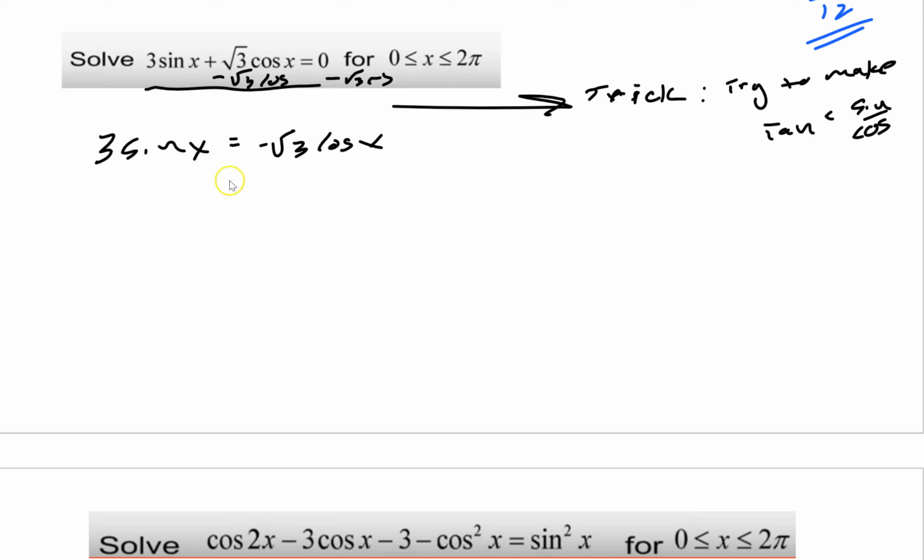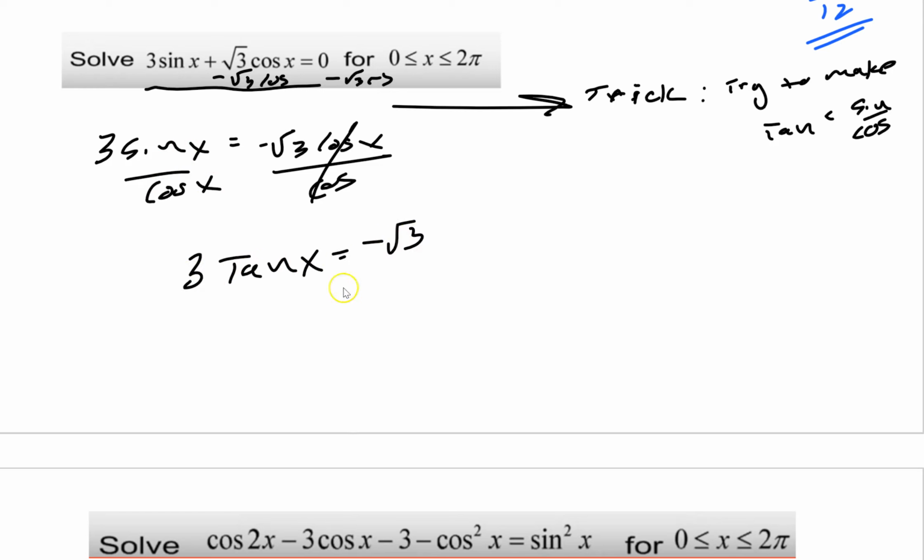Okay, now, how do I make this a tan? Remember, tan is sine over cosine. So I'm going to get the sine on top, so let's divide both sides by cosine. So this becomes 3 tan x equals negative rad 3. Divide by 3. Tan x equals negative rad 3 over 3. So that's my tan. Now again, I don't care how you solve this. Chart, triangles, whatever.